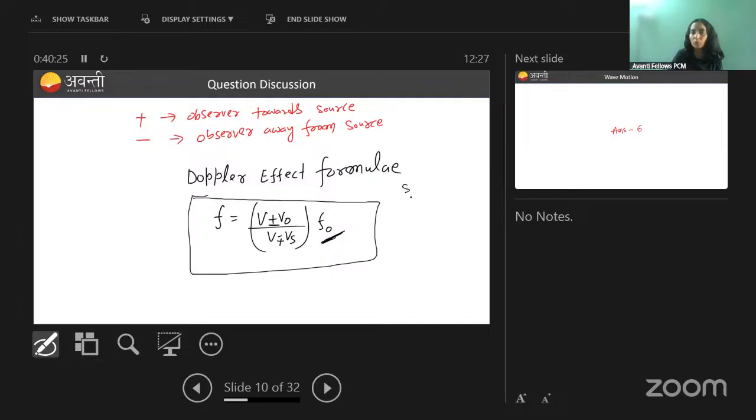What is the case here? Who is the source? The bus. And who is the observer? Observer is your wall. Definitely the wall is at rest, and the bus is moving with a certain velocity, right? So the source is moving towards the observer.